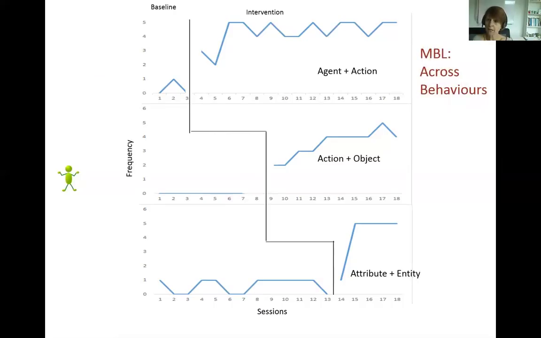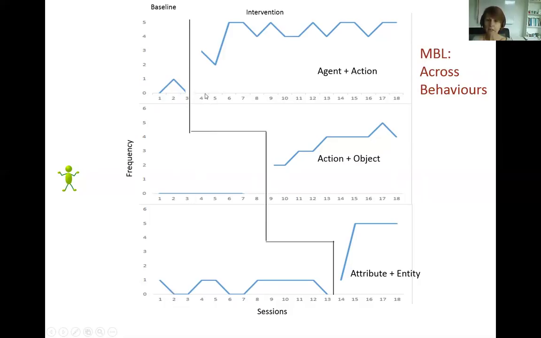Now, a variation of this is you may have just one participant, but the multiple baseline, instead of being across individuals, is across behaviours that you're wanting to teach. So for Ibram, we're wanting to teach him 3 different types of 2-word combinations. And it's exactly the same principle. We do a baseline across the 3 behaviours of interest.